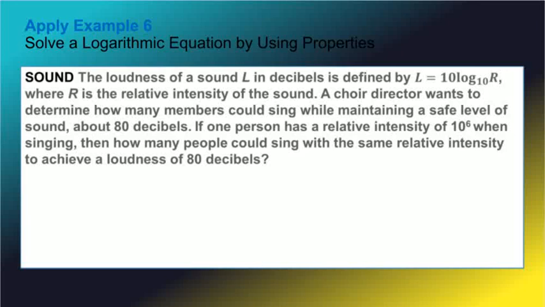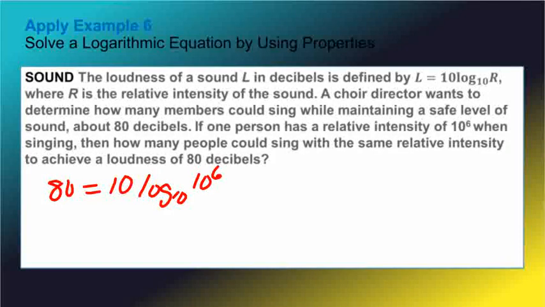So the loudness is our L. If we put 80 in for L, then we have 10 log base 10 of R, and R is a relative intensity. If one person has a relative intensity of 10 to the 6th, I would have log base 10 of 10 to the 6th here. And that's for one person. We don't know how many people, so we're going to do x times 10 to the 6th in here. Now we just need to solve for x.